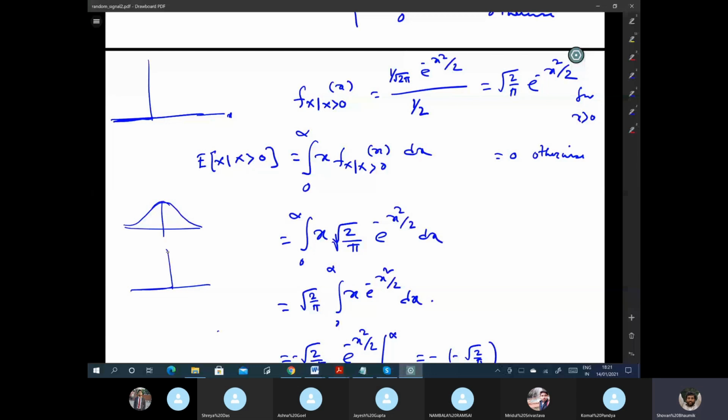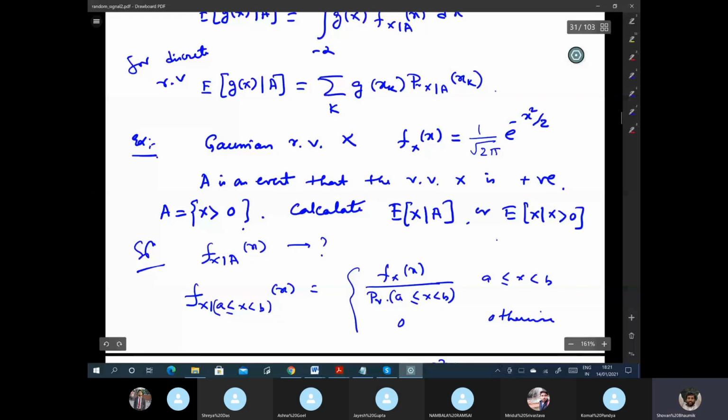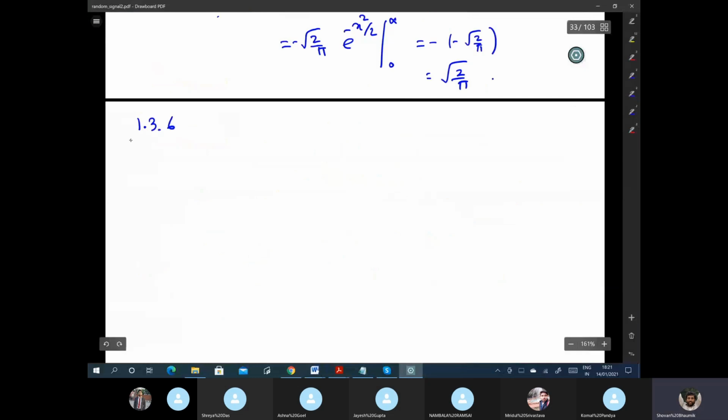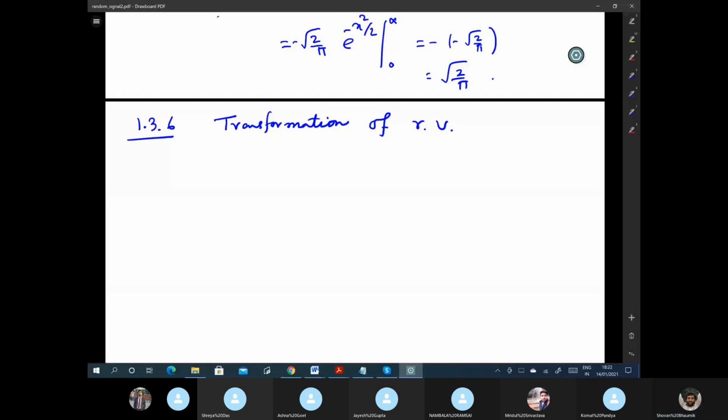Okay, now the next section we will move to. This is a very important section, very, very important section. 1.3.6, Transformation of random variable. This is a very important section. Transformation of random variable, we did not read earlier in class 10 plus 2. Try to read it, see it.